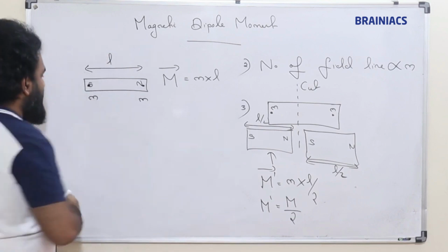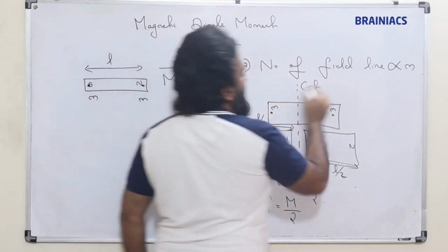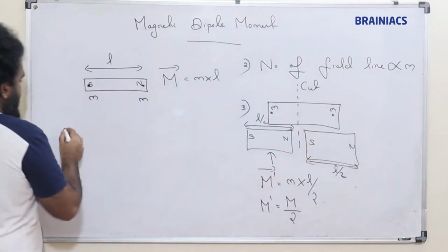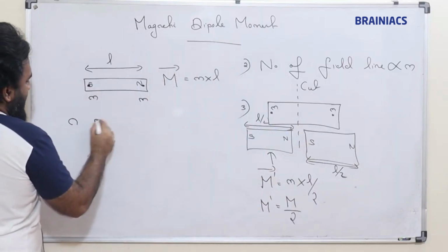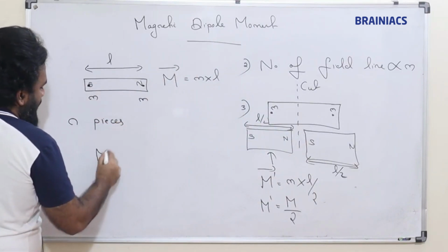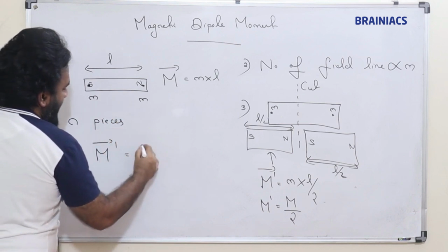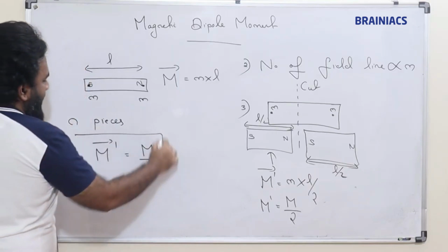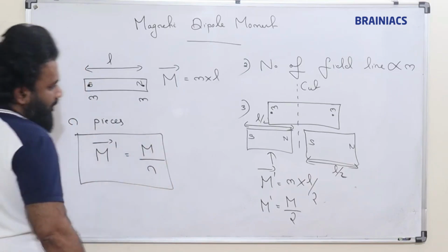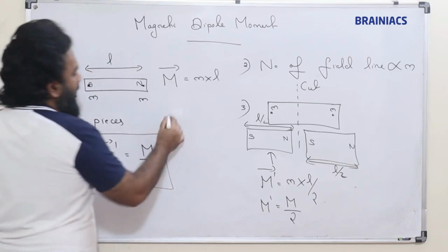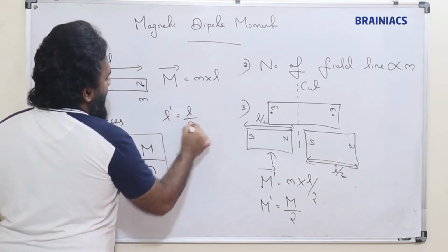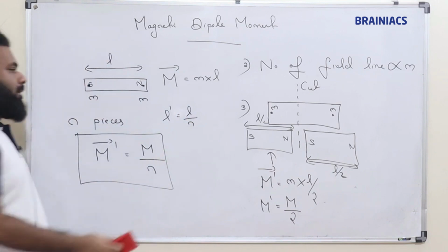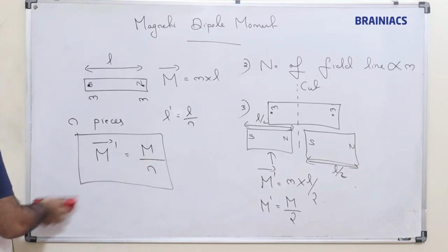Okay, M by 2. So we cut this perpendicularly, cut it like this. If we cut like this into n pieces, then the new magnetic dipole moment will be what? Old magnetic dipole moment divided by n. Okay, so this is what the answer is. Clear? Because the length will become, what will happen to the new length? Length will become L by n. Clear? Okay, pause the screen and note it down.